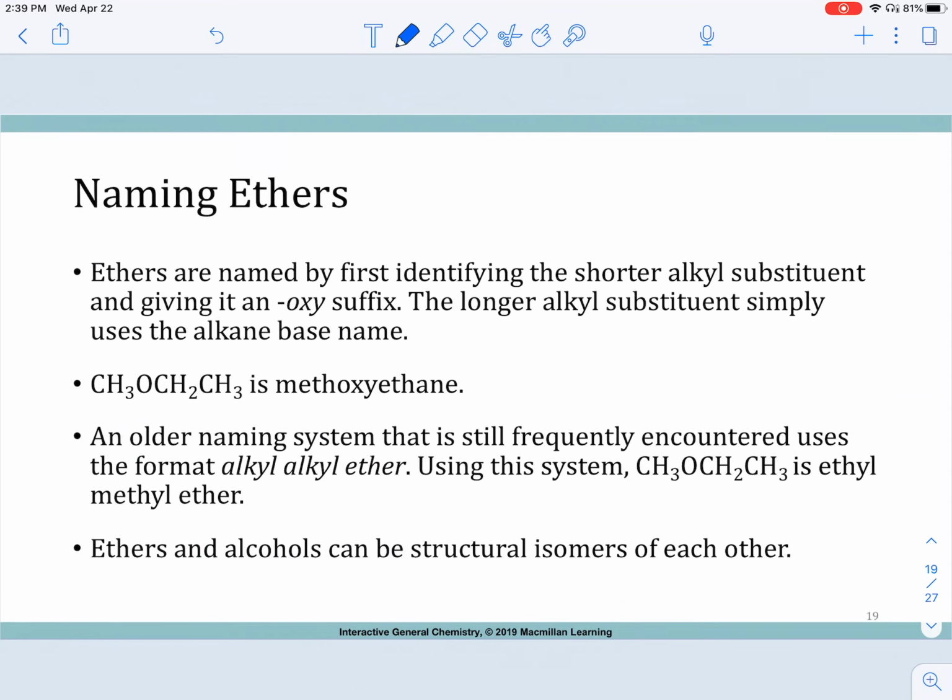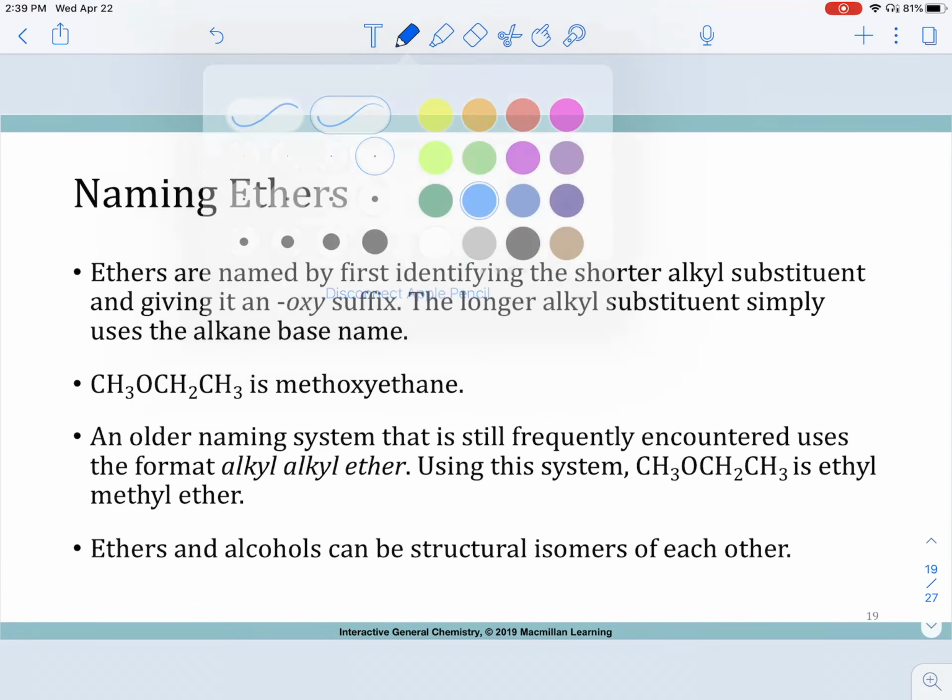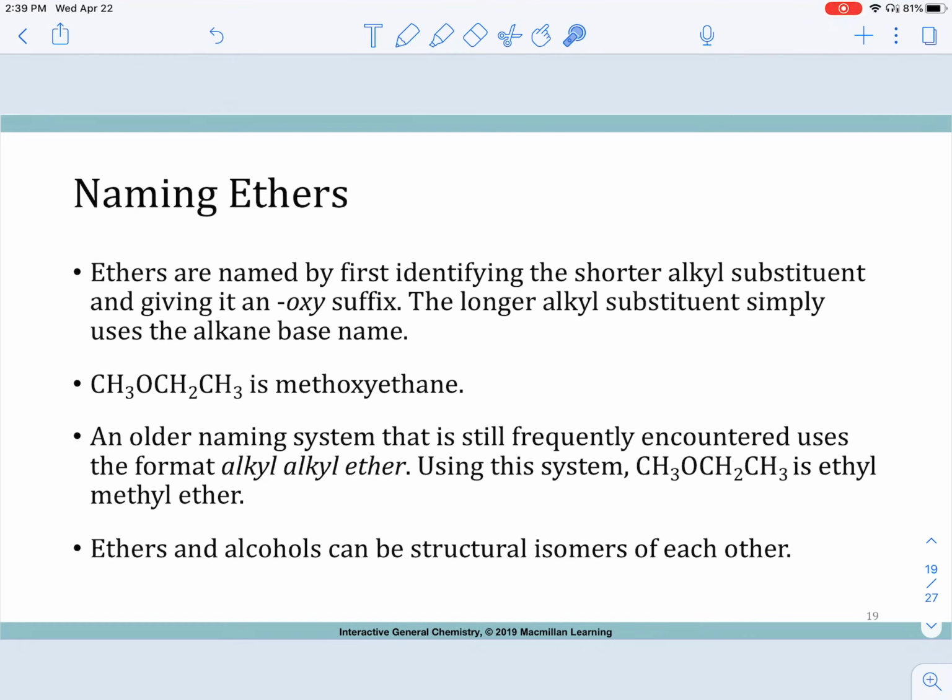How do we name these ethers? Well, let me just draw another one up here. We see an R group, an O, and another R group, so we know that's an ether. What we do is simply look for the smaller one. In this case it's a methyl group, and we call this the methoxy prefix. And then we just name the other group, whatever that group might be. In this case, it's an ethane chain. So this is methoxyethane. The older system would have just called this methyl ethyl ether, but this is the more proper name that we're going to use. So look for the shorter chain.